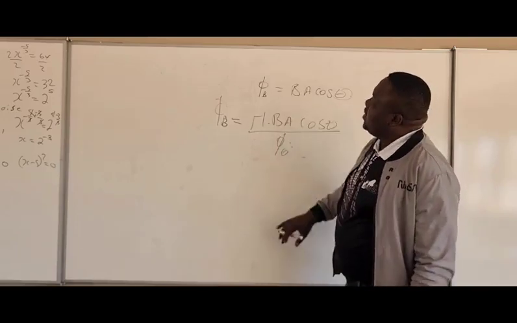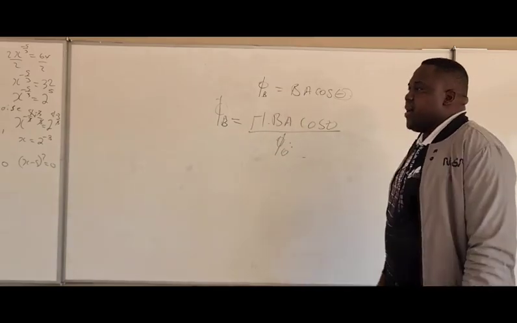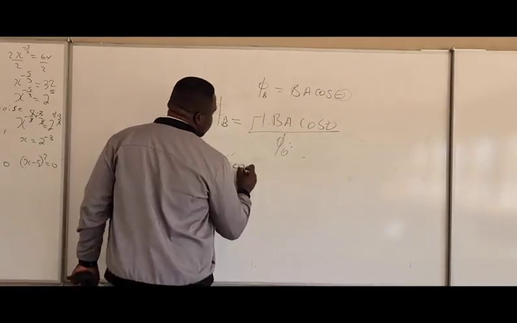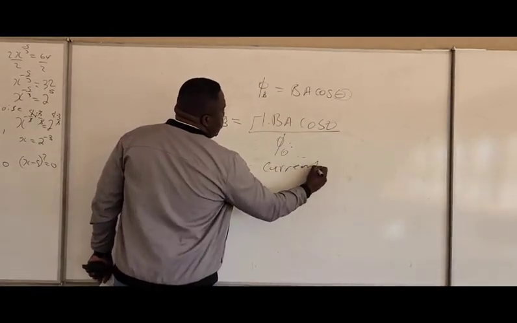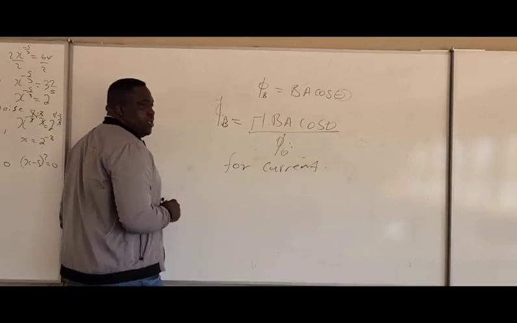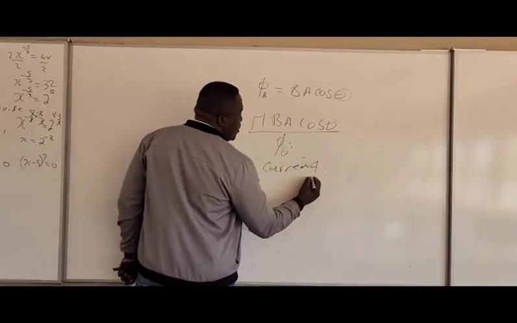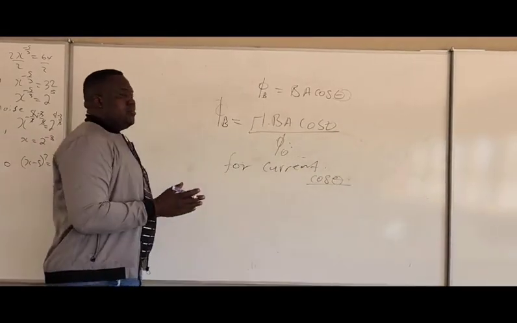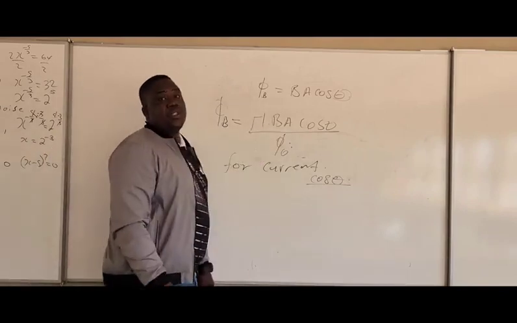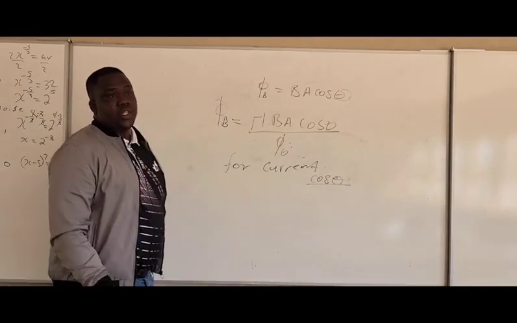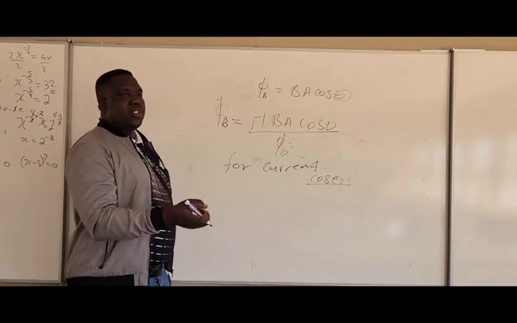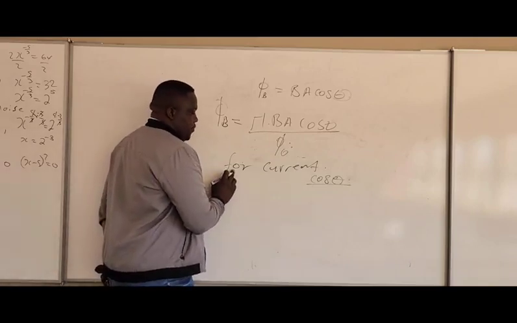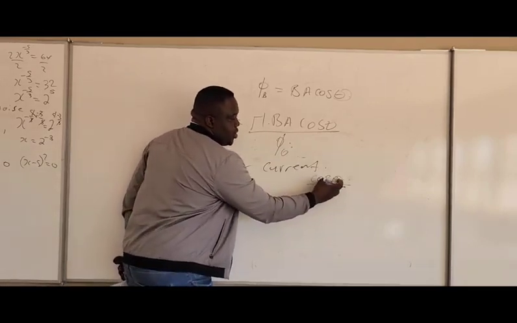So, we're not interested in the derivative of anything, but what we need to understand is that for current, our formula is still going to be cos theta. For current, we use cos theta. Let me not talk about the derivative because I will confuse you. Let me leave that out. For current, we're going to use cos theta.